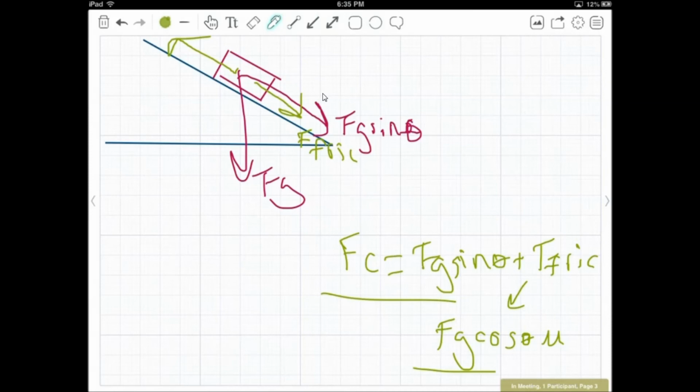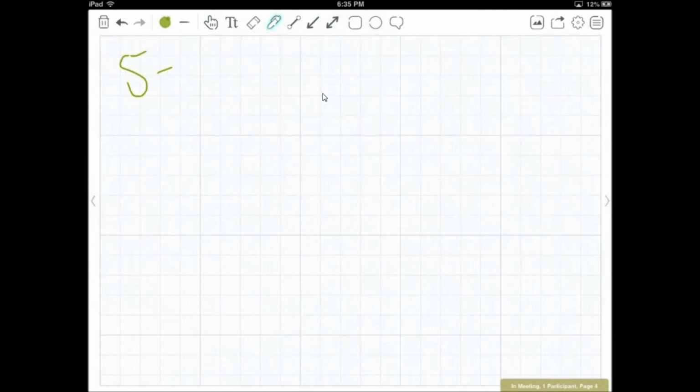Section 5.4 in your book, I'm not going to cover this. If it shows up on the AP exam, it would be one question, so it's just not worth our time. It's really not a big part of our curriculum.